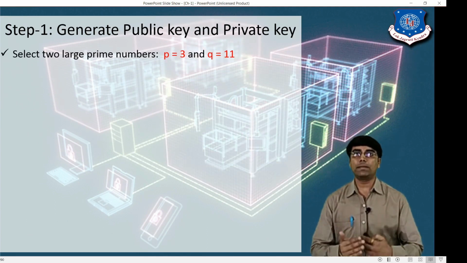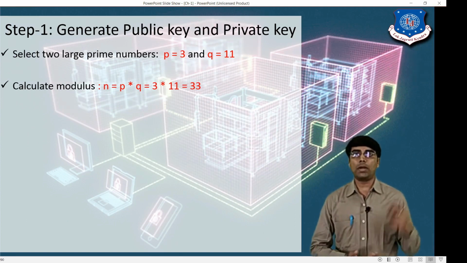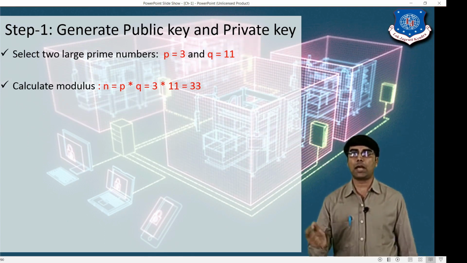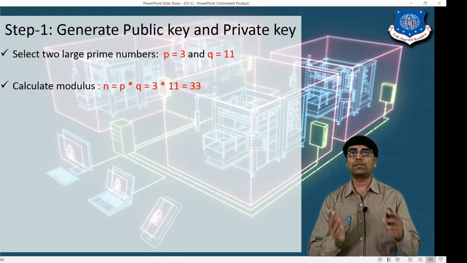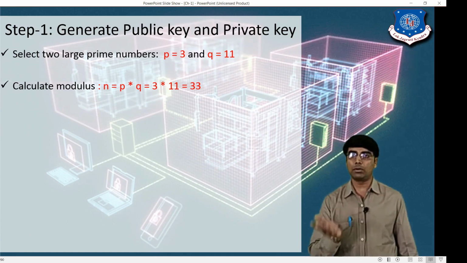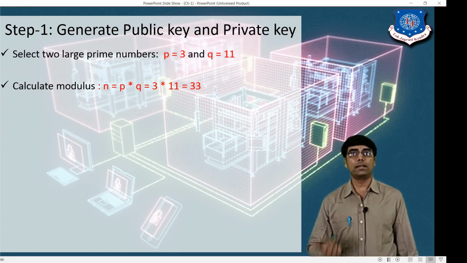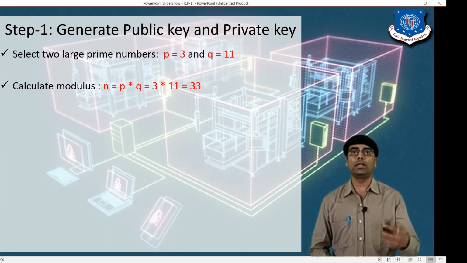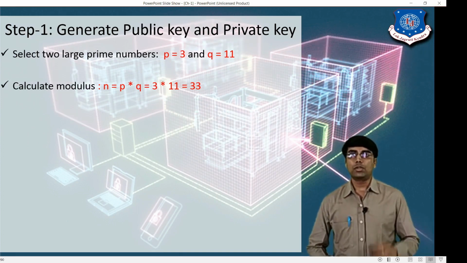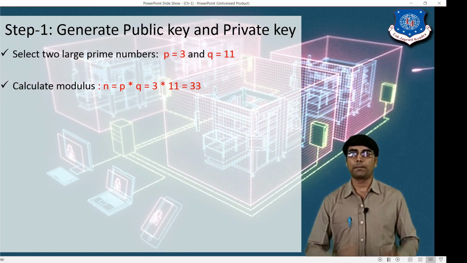Okay, how to generate the public key and the private key. Now Alice wants to communicate with Bob, so Alice generates the public key and the private key. Assume two large prime numbers, P equal to 3 and Q equal to 11. As in an example, you have been given P and Q. Now calculate the modulus n. The equation is P multiply Q, so you will get 33.